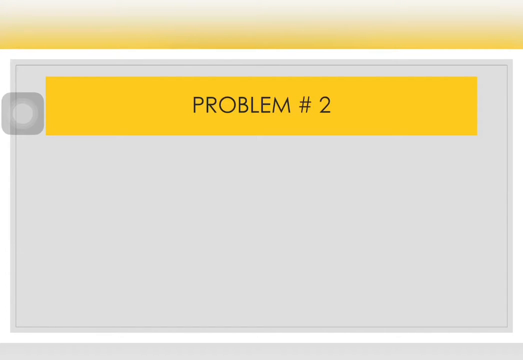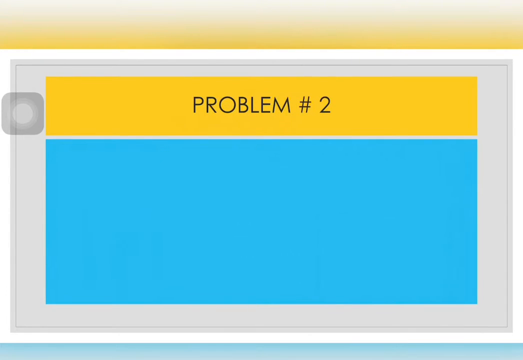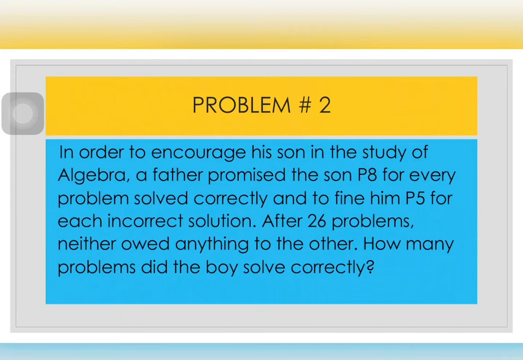Problem number 2 states that in order to encourage his son in the study of algebra, a father promised the son 8 pesos for every problem solved correctly, deducting 5 pesos for each incorrect solution. After 26 problems, neither owed anything to the other. How many problems did the boy solve correctly?